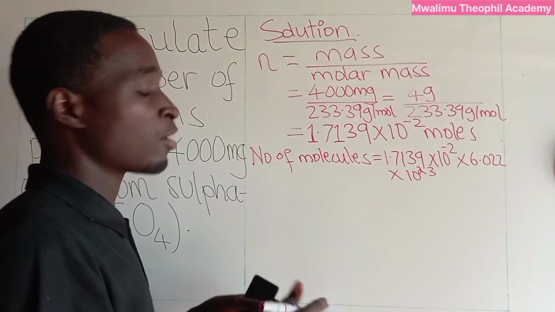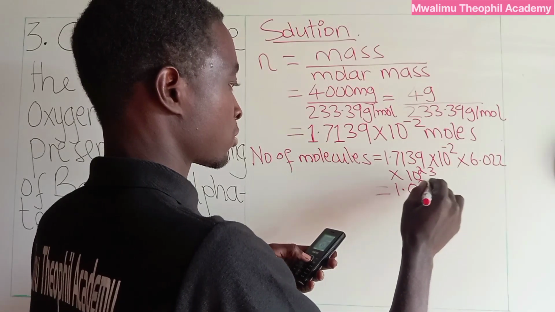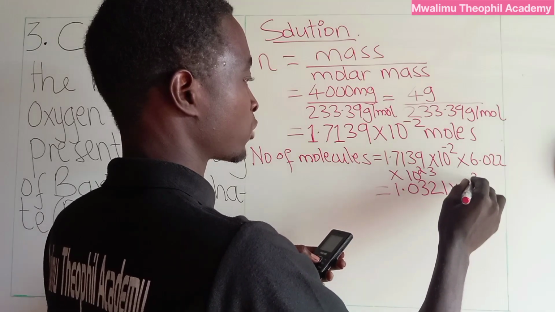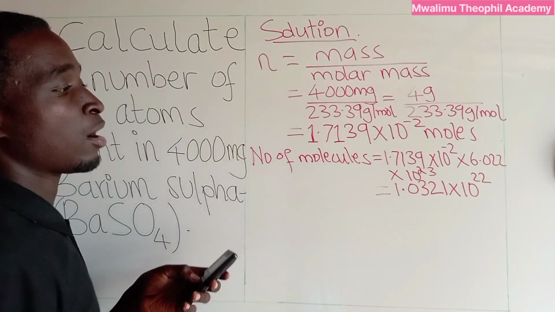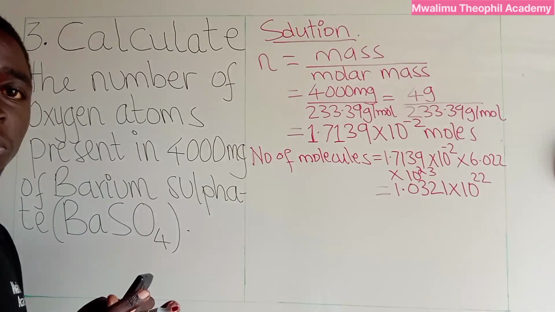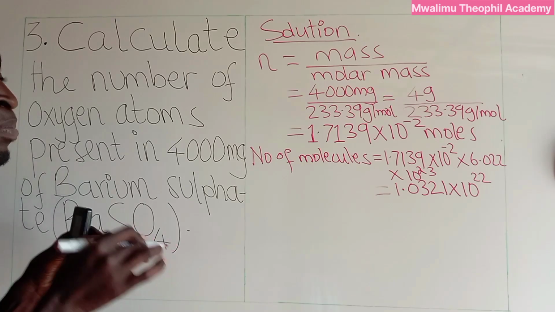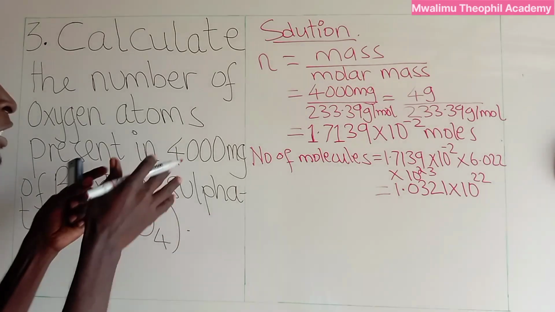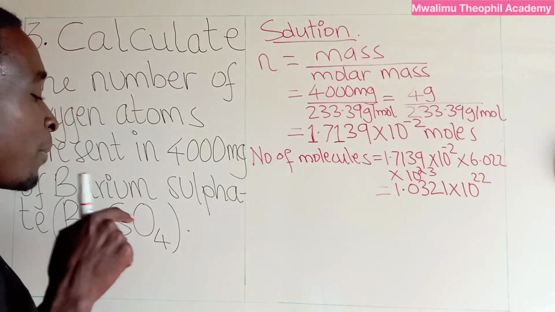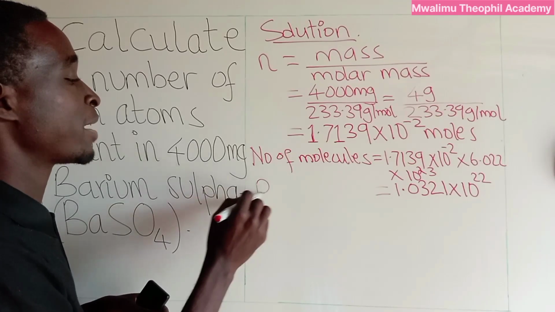Now, let us compute to get the number of molecules. 1.0321 times 10 raised to 22. This is the total number of molecules. Now we are through with the total number of molecules, but we are asked to calculate the total number of oxygen atoms present. Now let us find out the total number of oxygen atoms present. To get the total number of oxygen atoms, let us first consider barium sulfate.